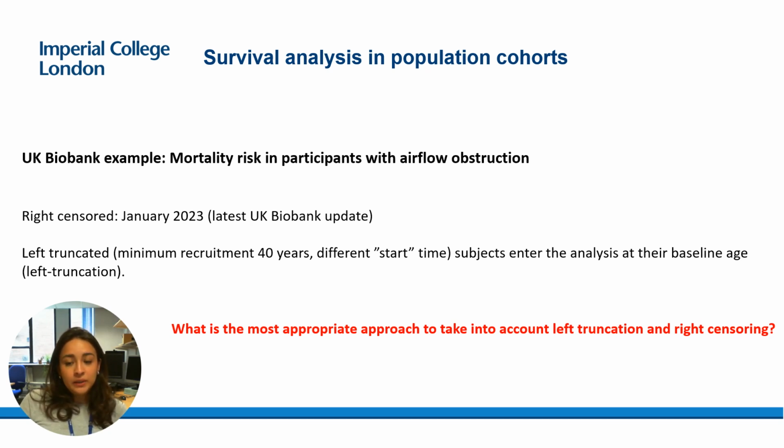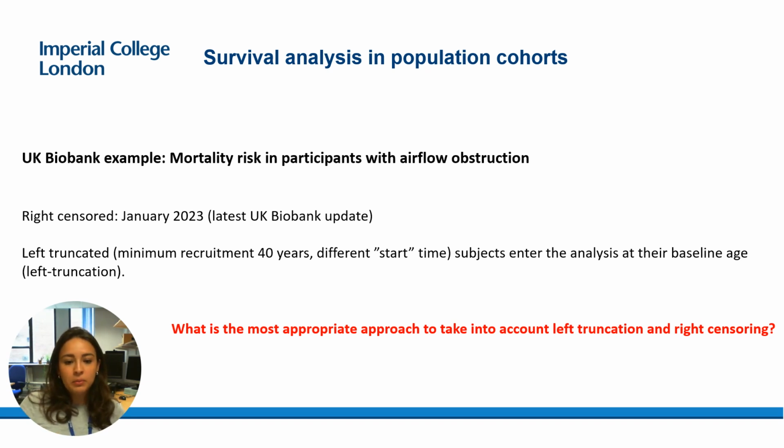We determined the data to be right censored up to January 2023, which is when we had the latest UK Biobank mortality data update, and we also set the data to be left truncated. This was because the minimum recruitment age was 40 years, and participants had a different start time, so they could enter the study at any point between 2006 and 2010. That means that the subject entered the analysis at the baseline age, which is what we call left truncation.